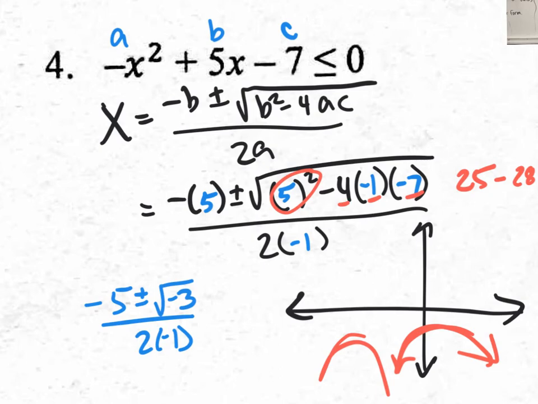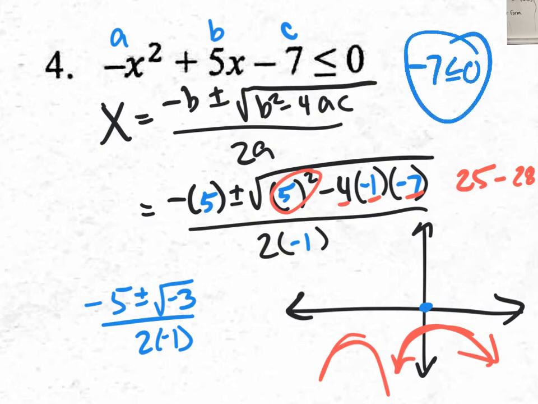Now, a sketch of a parabola opening down. We need to test a point to see if it's on the inside where the answers are at or on the outside. So let's test what value? Zero, zero, which is clearly above, on the outside of the parabola. So if we put 0 here, 0 there, it all becomes 0. Negative 7 is less than or equal to 0. What do you say? Yes, negative 7 is definitely less than or equal to 0. That's a yes.